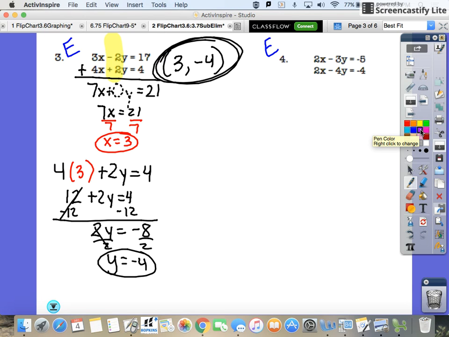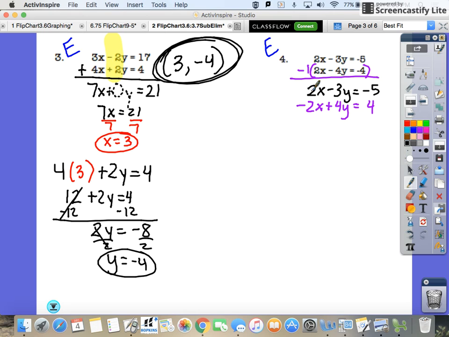Okay, let's look at this one. Unfortunately, we don't have opposite signs, so we can't just add them. But what we can do is we can multiply one of them by -1. So I might take this times -1. So what I'll come up with is I'm just going to copy the first equation. And then the second equation is going to become -2x plus 4y equals +4.